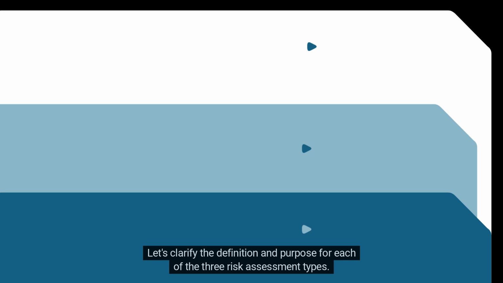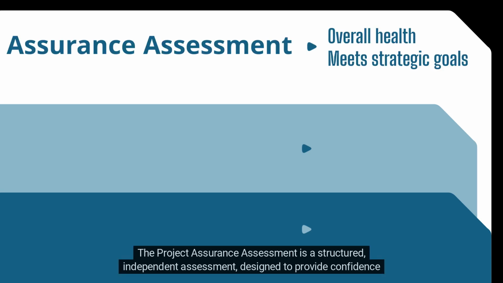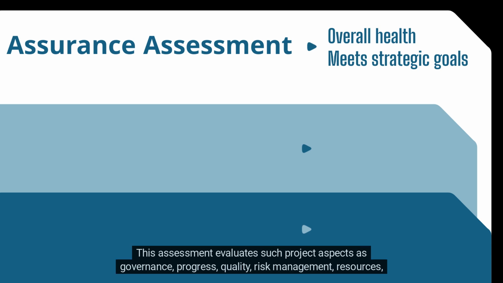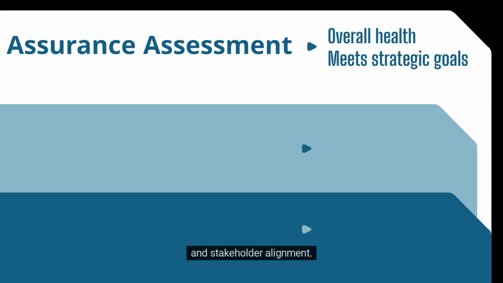Let's clarify the definition and purpose for each of the 3 risk assessment types. The Project Assurance Assessment is a structured, independent assessment designed to provide confidence that a project is on track to deliver value and meet its strategic goals. This assessment evaluates such project aspects as governance, progress, quality, risk management, resources, and stakeholder alignment.